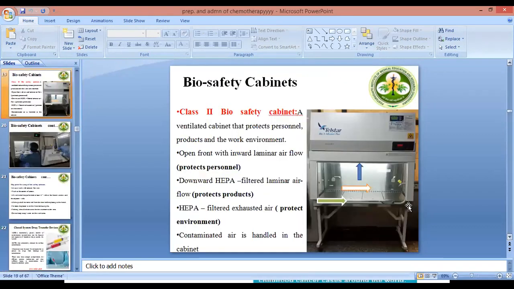The class 2 biosafety cabinet is used for chemotherapy preparation. A biosafety cabinet is a ventilated cabinet that protects personnel, product, and the work environment. There are mainly three parts: the open front, the downward flow, and the upward flow. The open front with inward laminar airflow protects personnel. The downward HEPA-filtered laminar airflow protects the product. The filtered exhaust air protects the environment, on the upper side. Contaminated air is handled in the cabinet also.